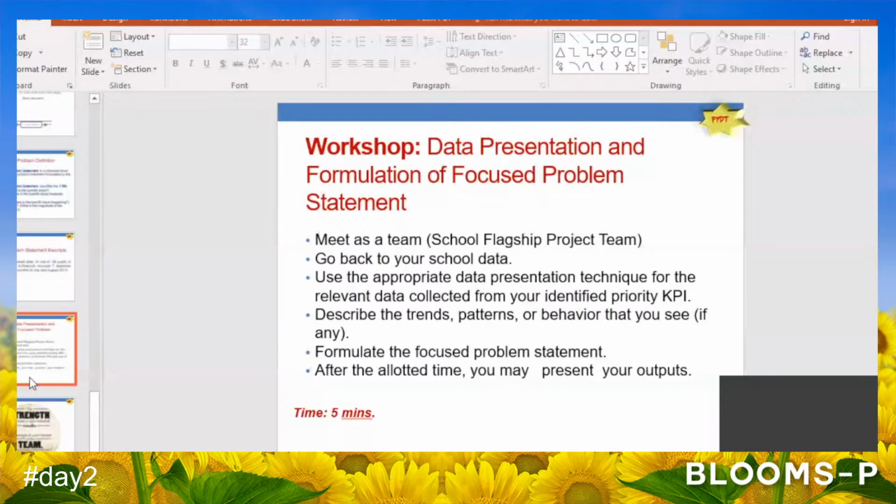Okay, jokes aside, describe the trends, the patterns, or behavior that you see, if any. Then formulate the focus problem statement. I don't know if 5 minutes is enough, but this is just a taste of how we formulate our focus problem statement.